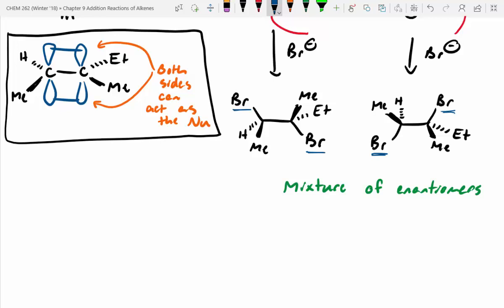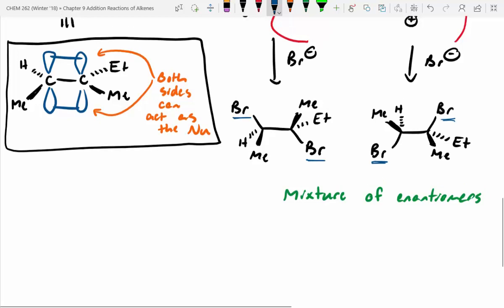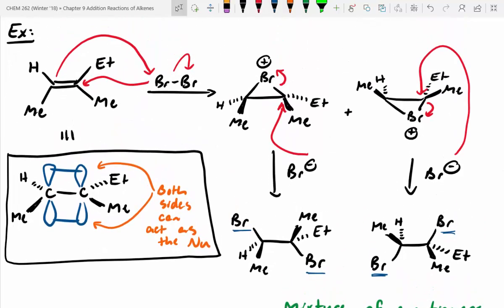Yep? Why does bromine attack that carbon but not the other one? Honestly, experimentally we can't determine. We will talk about this in a bit more detail. In general, when you have a three-membered ring, where the bridgehead is positively charged, your nucleophile prefers to attack the more substituted carbon. And we'll talk more about that tomorrow, but in this case, it ultimately doesn't matter. It'll give you the same product whether you have it attack the left carbon or the right carbon. Good question.